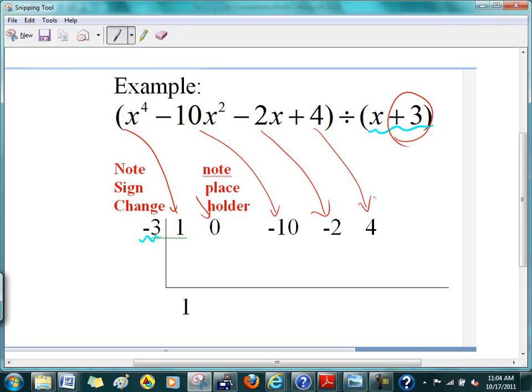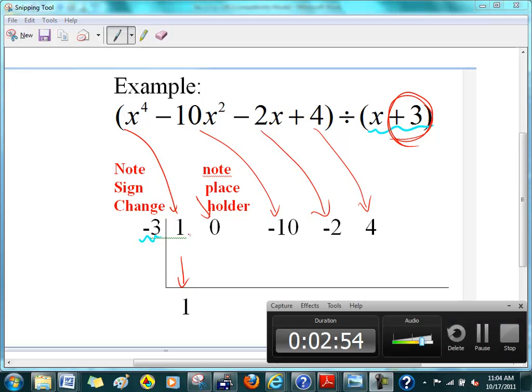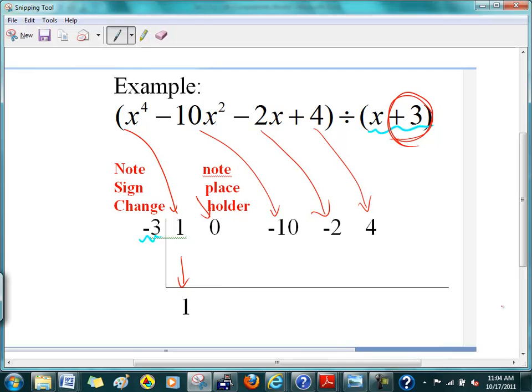And to do synthetic division, all you do is write down the coefficients and put the minus 3 here, which again is the opposite of whatever that term is. You bring the 1 down, you multiply 1 and negative 3 to get negative 3. You add 0 and negative 3, you get negative 3. You multiply negative 3 and negative 3, and you get 9. You add negative 10 and 9, you get negative 1.